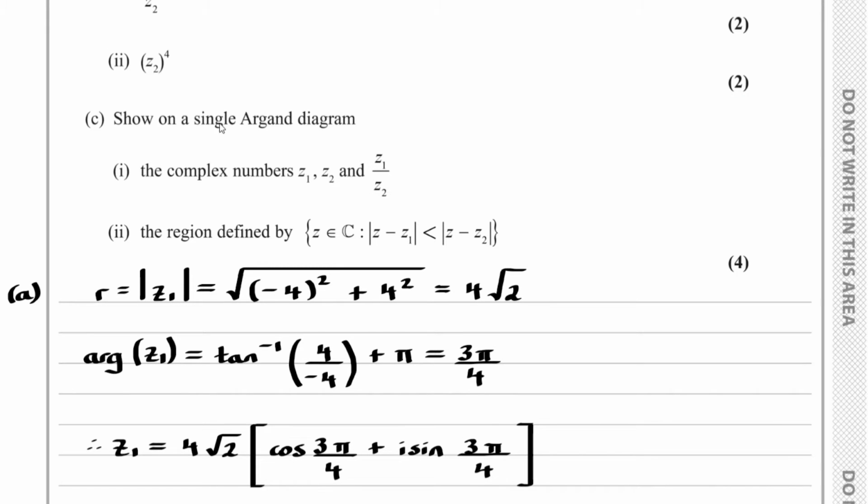Part C, show on a single Argand diagram the complex numbers z1, z2 and z1 over z2, and the region defined by z belonging to the set of complex numbers where the mod of z minus z1 is less than the mod of z minus z2. Now, what we clearly need is the perpendicular bisector of these lines.